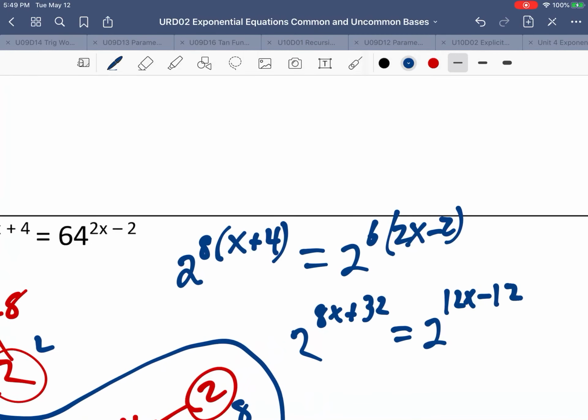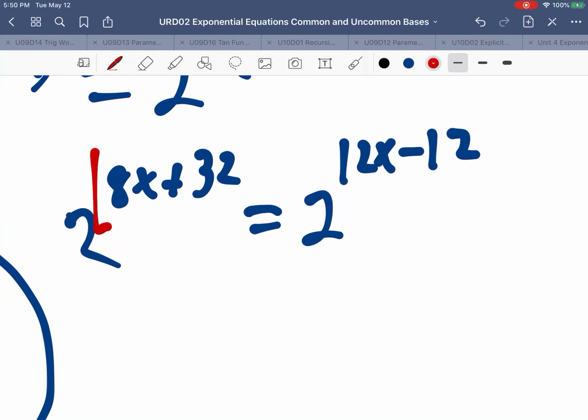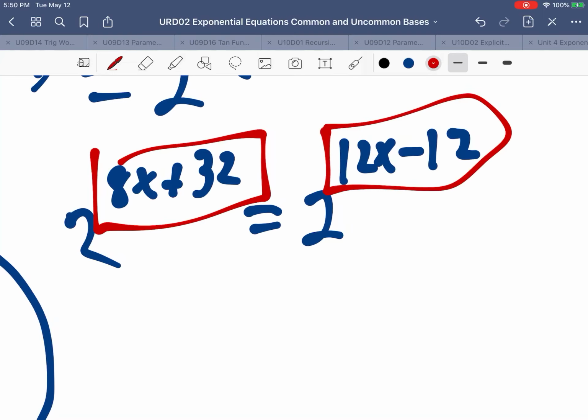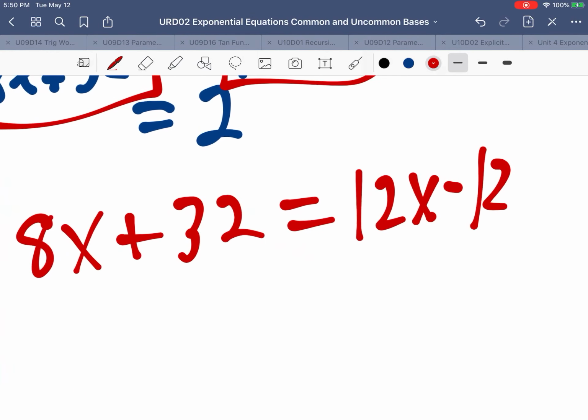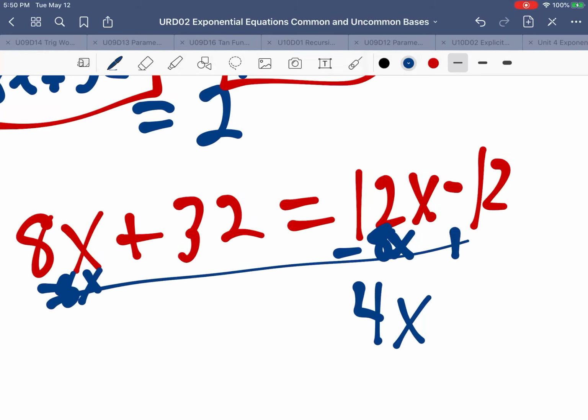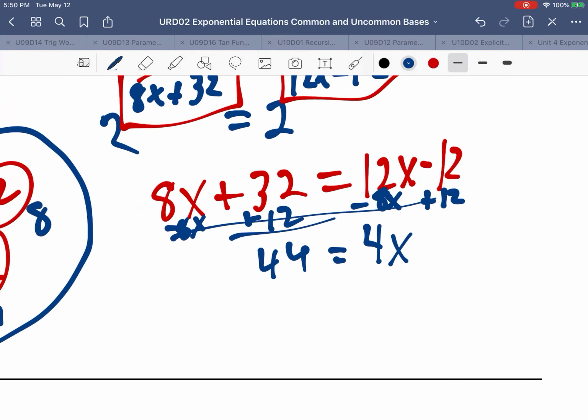So that's just distributing the exponents. So now to get the same value on both sides, this exponent has to equal this exponent. So I could just solve that equation. So 8x plus 32 equals 12x minus 12. So I'm going to subtract the 8x to the right side, and that'll give me 4x. Then I'm going to add the 12 to the other side, and that's going to give me 44. And then if I just solve this, I'll get x equals 11.